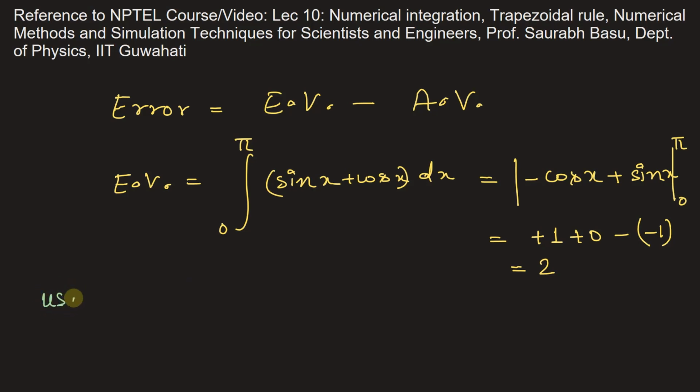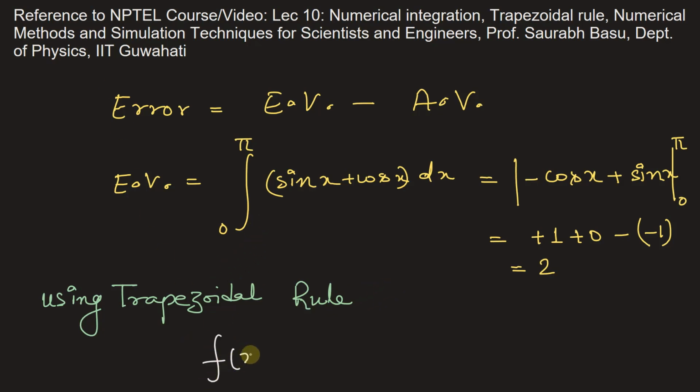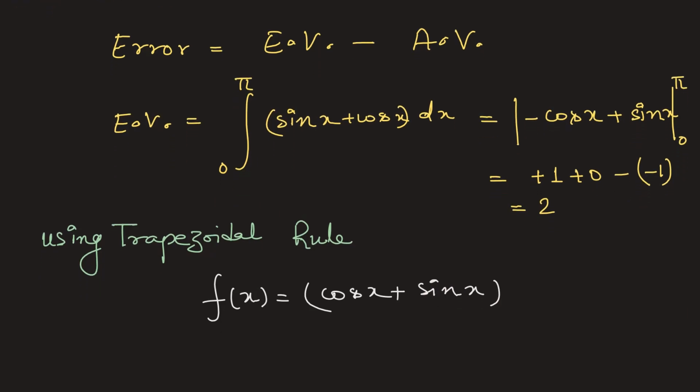So using the trapezoidal rule, the function is given here, f of x equal to cos x plus sin x, right? This function is given, and the upper and lower limits are also given, which are 0 and pi. So we can calculate the value of h from here. So first let's write the trapezoidal rule.